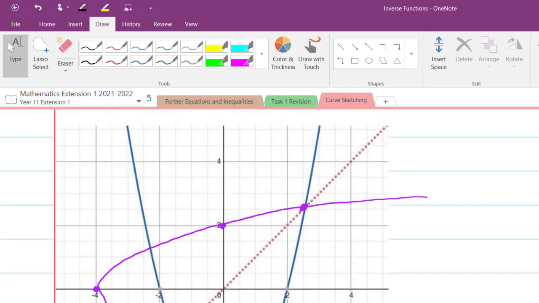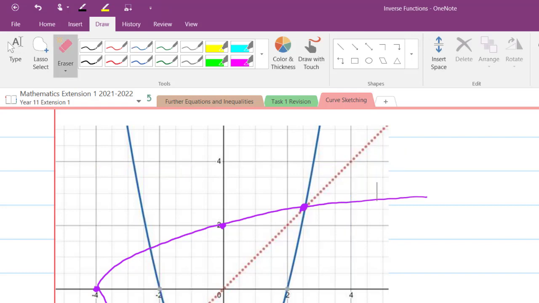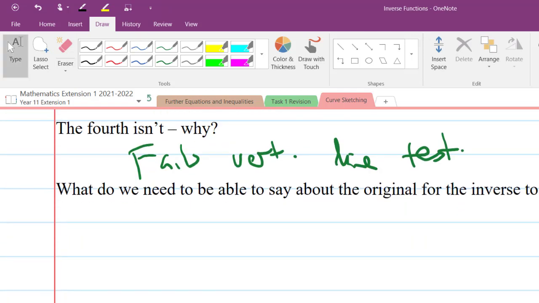Because the reason this one fails the vertical line test there is because that is actually this horizontal line reflected. Right? So if you fail a horizontal line test, that's going to reflect into failing a vertical line test. So Caitlin has the language right.